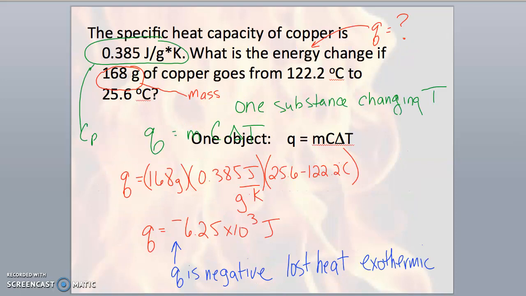Just one object in this problem, and we're provided with the specific heat capacity, the mass, and both the final and initial temperature. The resulting value for Q is negative, which means that heat was leaving the copper, which makes sense since its temperature went down.